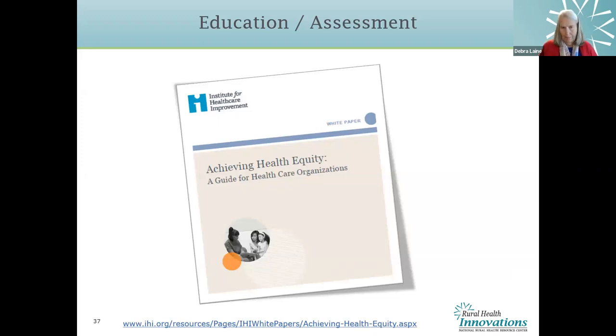The IHI's white paper provides guidance on how healthcare organizations can reduce health disparities related to racial or ethnic groups, religion, social economic status, gender, age, mental health, cognitive, sensory, or physical disabilities, sexual orientation, or gender identity, geographic location, and other characteristics that both Rhonda and Kim have mentioned that historically cause discrimination and exclusion.